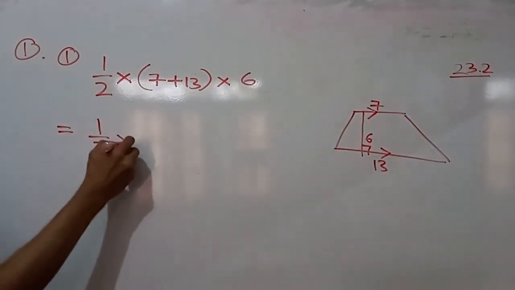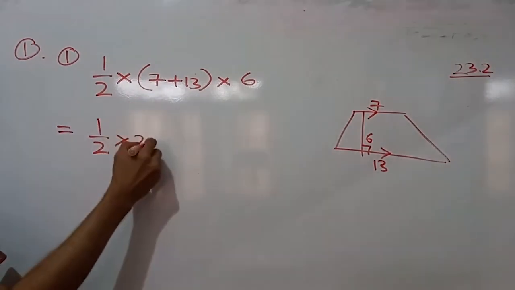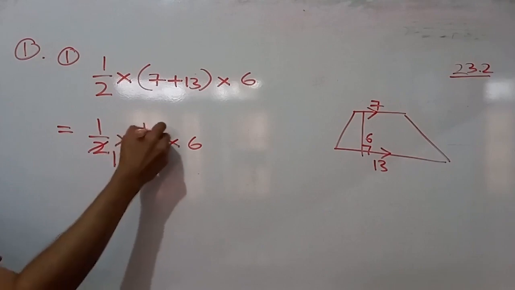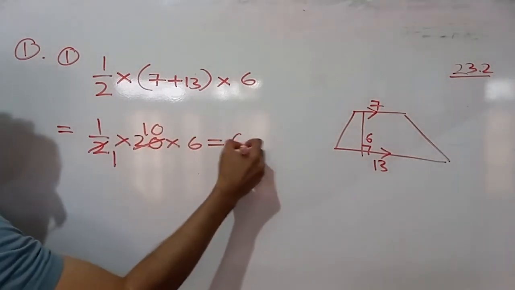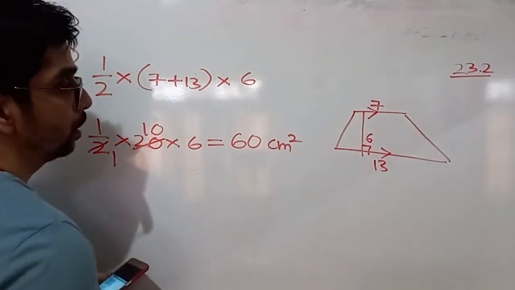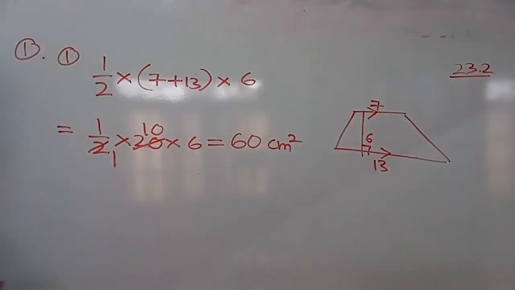Okay. So equals half 7 plus 13, that is 20. Multiply that by 6. So 2 times 1, 2 times 10. 10 times 6 is what? 60. So that is what? Square centimeters.